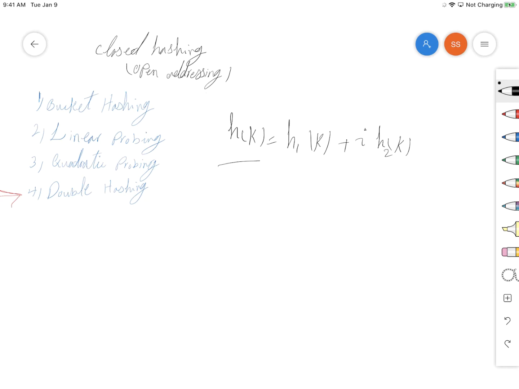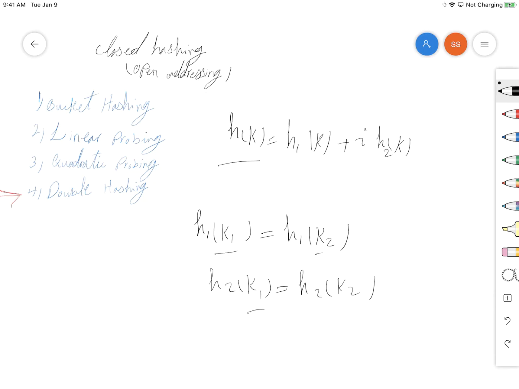There might still be some issues with double hashing. That is, if for some keys, let's say k1 and k2, h1 of k1 is equal to h1 of k2, and also h2 of k1 is equal to h2 of k2. If this is the case, then we still will have issues, because we have these two keys here.